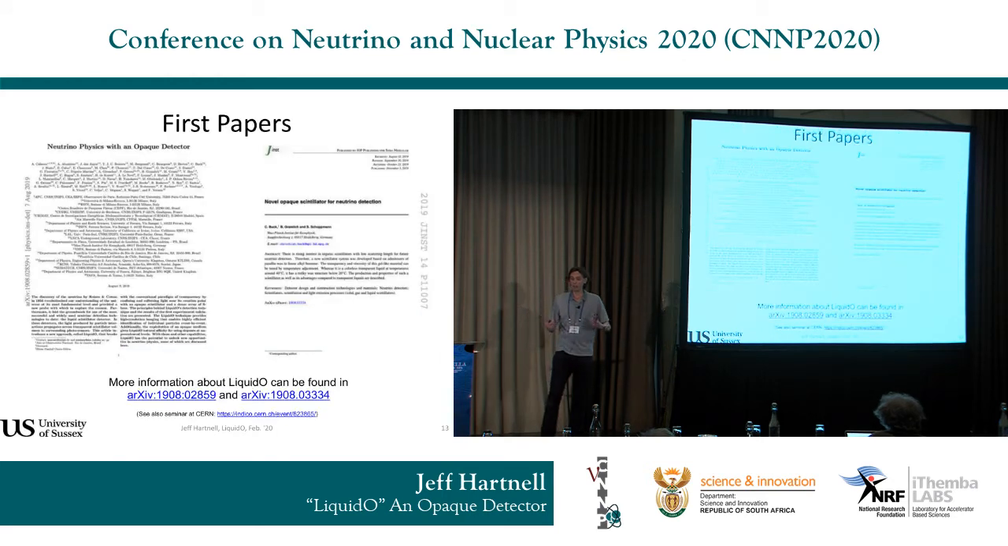So these are our first papers. This paper here goes through the concept and some of the physics we think we could do with this type of detector. And then this paper goes through the characterization of this novel opaque scintillator. So the links are there. If you'd like to see more, there's a seminar that was given at CERN, and you can find out more at that link.